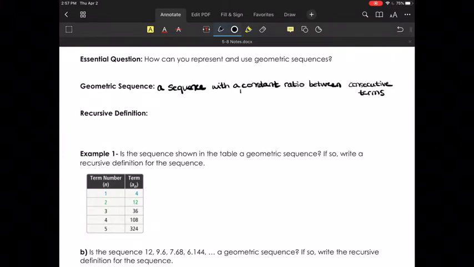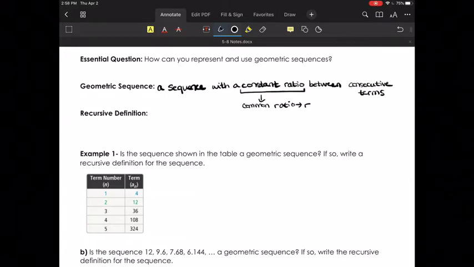Now you have a constant ratio between terms, and that constant ratio is called your common ratio. You'll see it written as the letter R. So your common ratio is letter R. When you have a ratio, that means that you're multiplying something. So for example, you could have 1, 3, 9, 27. Now your sequence is multiplying by 3 every time. That's a geometric sequence. Then the first thing we're going to talk about is writing a recursive definition.